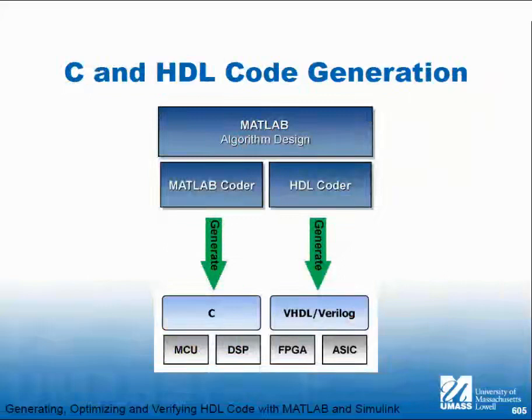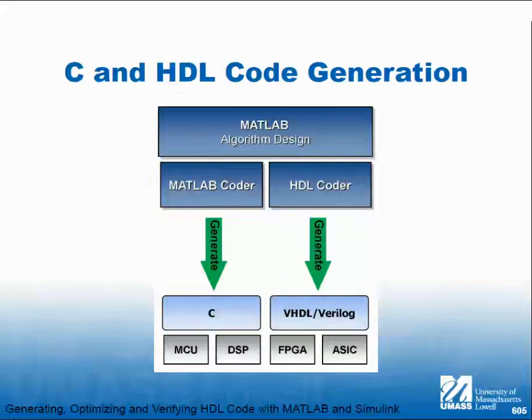So some of this stuff I've already talked about. So we have MATLAB, and we can use, I called it autocoder. On the slide, they call it MATLAB Coder. They change the name over time. And the HDL Coder to generate on the left-hand side C code that will run on a processor, and on the right side, HDL that will run on an FPGA or an ASIC.